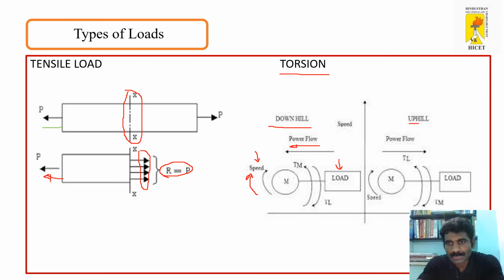Whereas when it comes to uphill movement, the power flow, that is the motor which gives the power, will increase. The power flow will increase. As a result, the torsion also increases because the whole system is moving uphill. So the motor experiences the load and automatically the speed of the motor decreases. So this is a simple example of torsion.